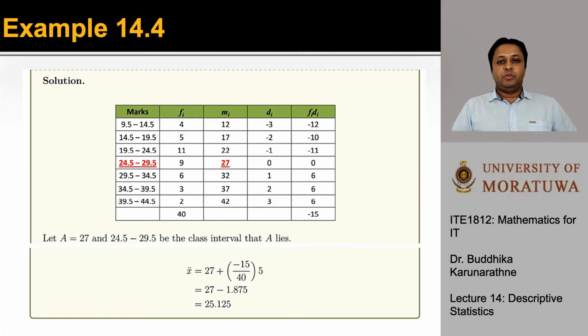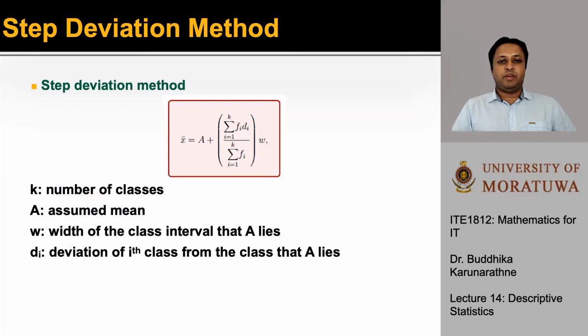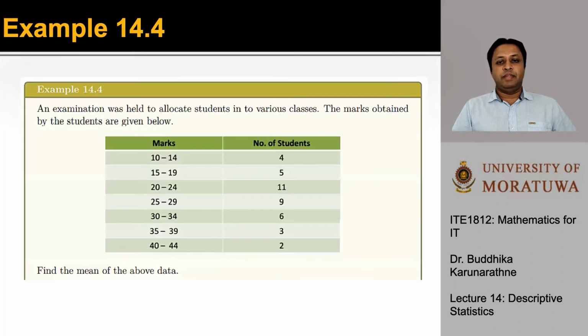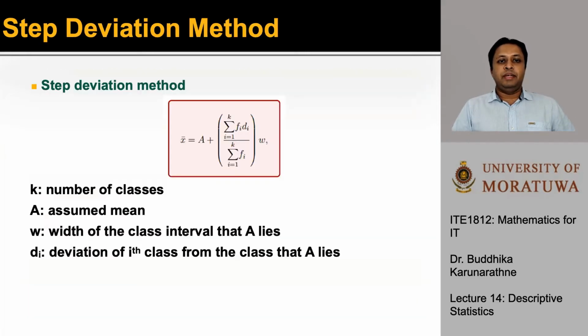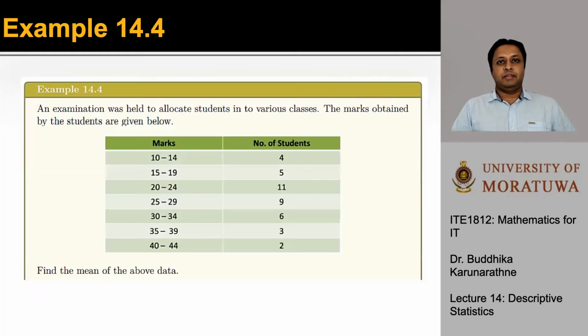So how do you now calculate? You have to use the equation provided, which is A plus summation of FI DI divided by summation of F, times the width, right? So substitute those values. 27 is the assumed mean. Summation of FI DI is negative 15, summation of frequencies gives you 40, and the corresponding class width is 5. Which class is that? That is the class containing the assumed mean. So you simplify, do the calculation, and it will give you the mean to be 25.125. So this is how you calculate the mean using the step deviation method.